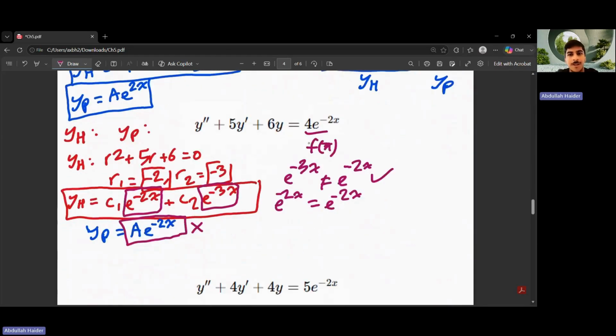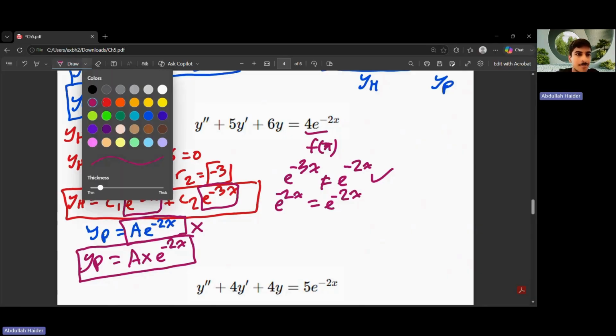But here, you have e power -2x, which appears once in the homogeneous equation. So that is why we have to multiply this by x, which is ax e power -2x. This is our particular solution.